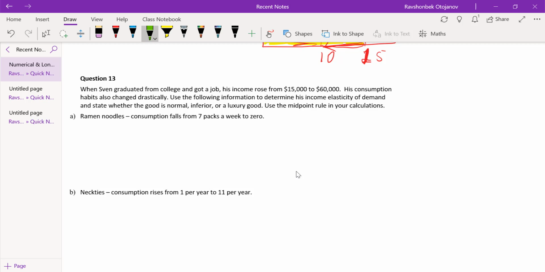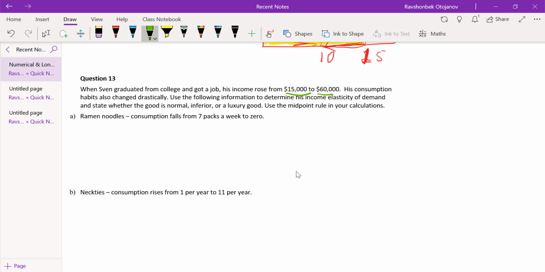Next question. When Sven graduated from college and got a job, his income rose from that to that. His consumption habits also changed drastically. Use the following information to determine his income elasticity of demand and state whether the good is normal, inferior, or luxury. Use the midpoint rule in your calculations. Okay.